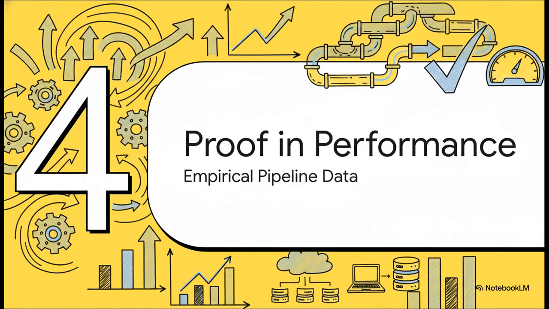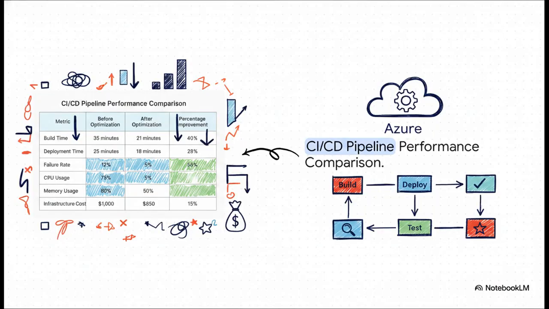Let's look at Section 4, Proof in the Performance. It's always super easy to talk about theory, right? But what happens when you actually apply this framework to a real, living, breathing enterprise pipeline? Well, when researchers tracked the empirical data of pipelines before and after optimization, comparing the exact same workloads, the results were staggering. Across the board, we're talking from build times to deployment times, all the way to failure rates and resource usage, every single metric saw just a massive, massive improvement.